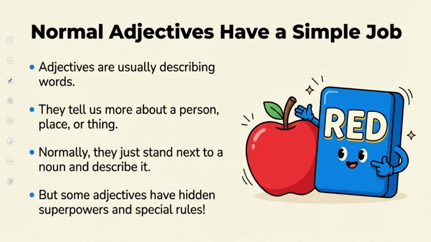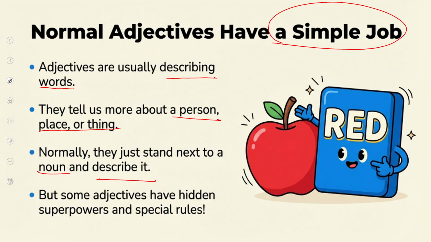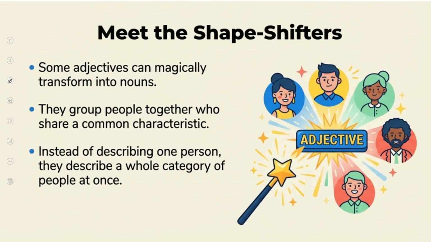So what are normal adjectives? They have a simple job. Normal adjectives have a simple job. They usually describe words. They tell more about a person or a thing, and normally they just stand next to the noun to describe it. For example, red apple. Simple as that. But some adjectives have hidden superpowers and special rules. So these are the things which we are going to read today.